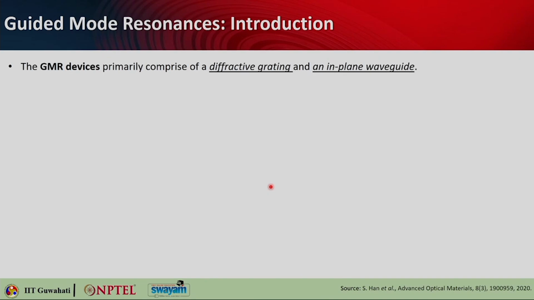As you see, GMR devices primarily consist of a diffractive grating, and then you have an in plane waveguide.